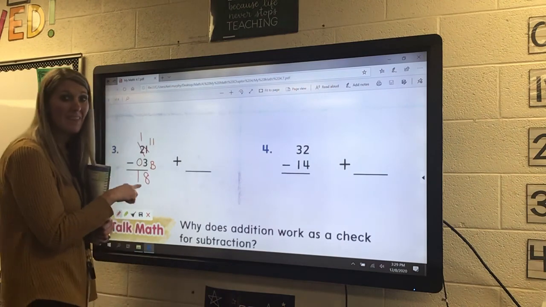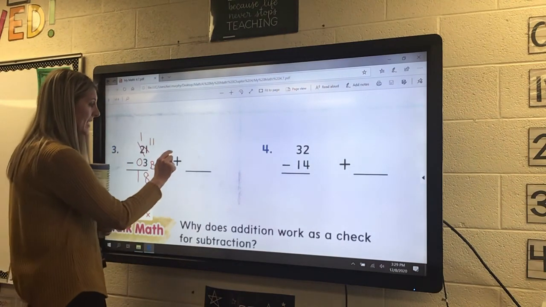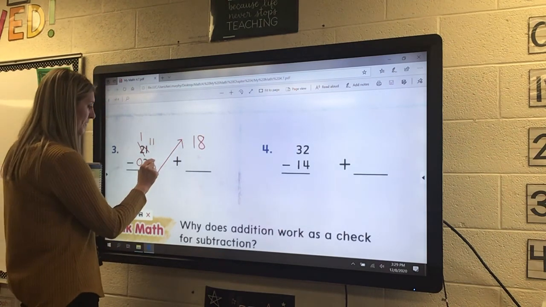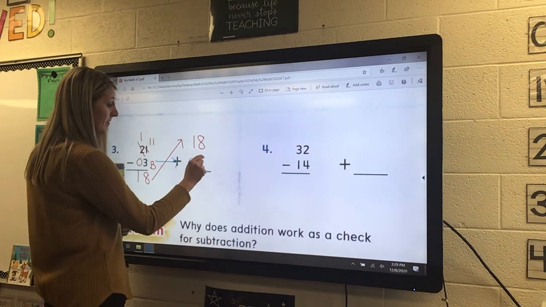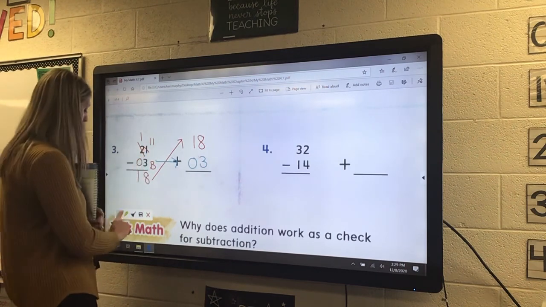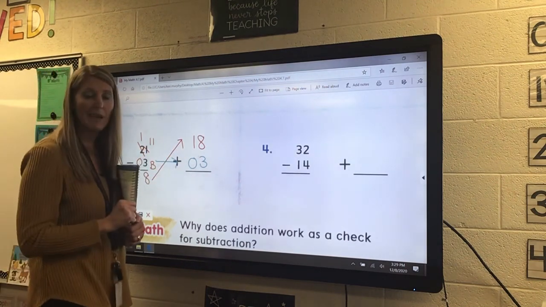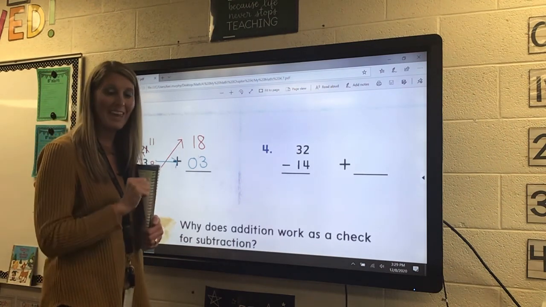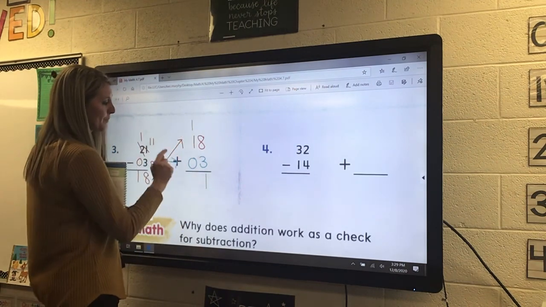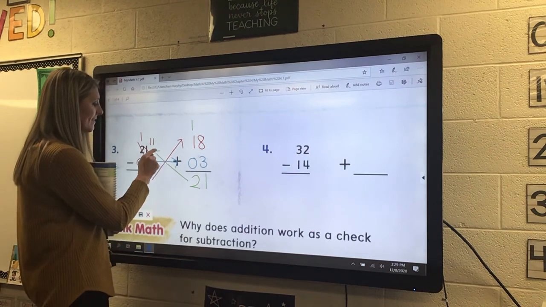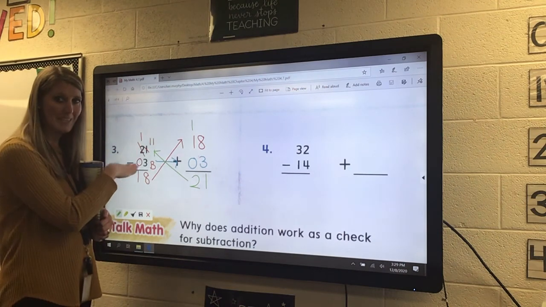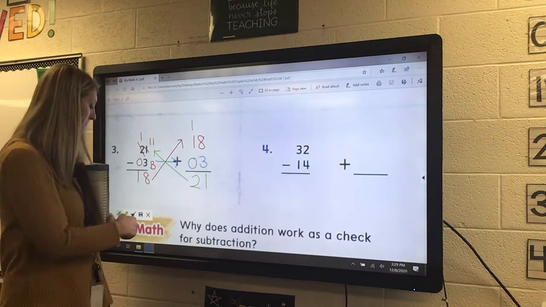Now I'm going to double check that I subtracted correctly. So I'm going to take this 18, I'm going to put it up here, and I'm going to take the 3 straight across, and I'm going to put 0, 3. And then I'm going to add going down, and my sum should match this 21. So let's look. 8 plus 3, we're doing addition. 8, 9, 10, 11. Put down the 1, carry the 1. 1 plus 1 is 2. Look at that. It matches, 21 and 21. So I subtracted and added correctly.